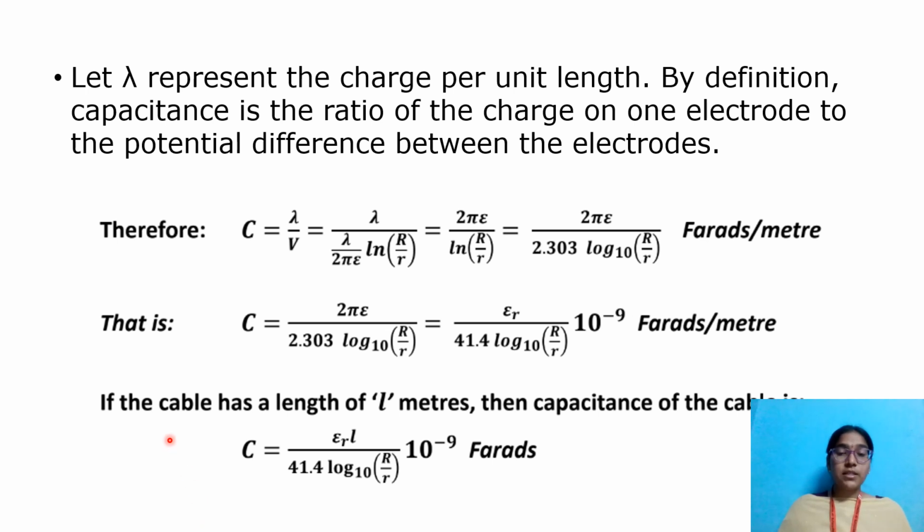Let lambda represent the charge per unit length. By definition, capacitance is the ratio of charge on one electrode to the potential difference between the two electrodes. Therefore, C equals lambda by V.